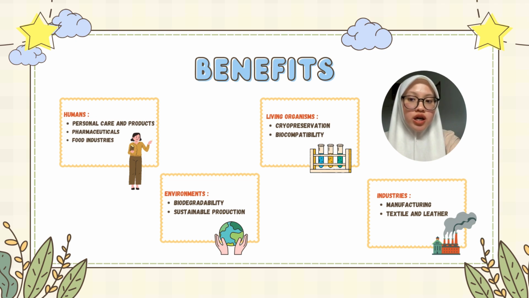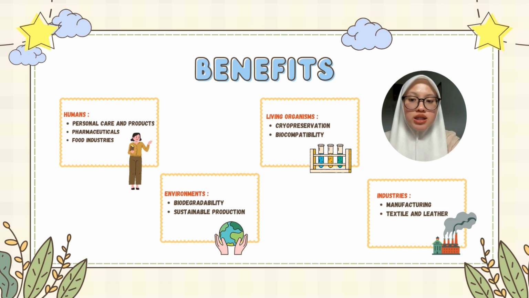While for living organisms, glycerol is especially valuable in scientific and medical fields. It is used in cryopreservation to protect cells and tissues when freezing by preventing ice crystals from forming. It is also biocompatible, meaning it is safe to use in the body and won't cause harmful reactions. Other than that, for environments, glycerol is a great example of a green chemical. It is biodegradable, which means it breaks down naturally without polluting the environment. Plus, it can be sustainably produced from renewable sources like plant oils, supporting eco-friendly production.